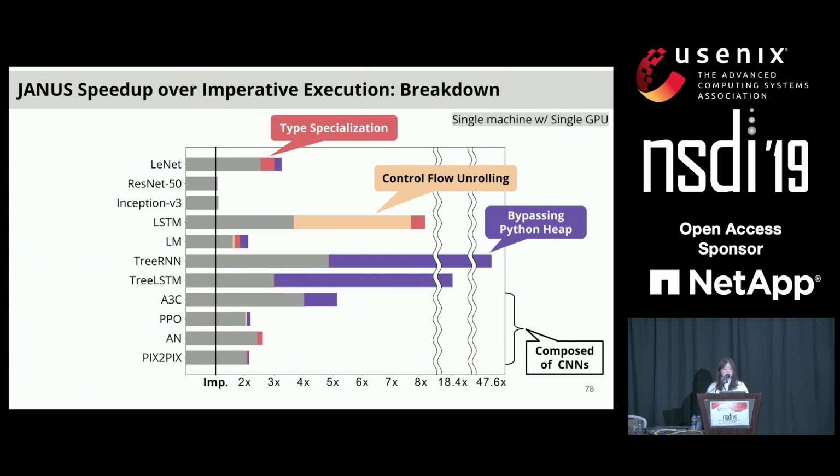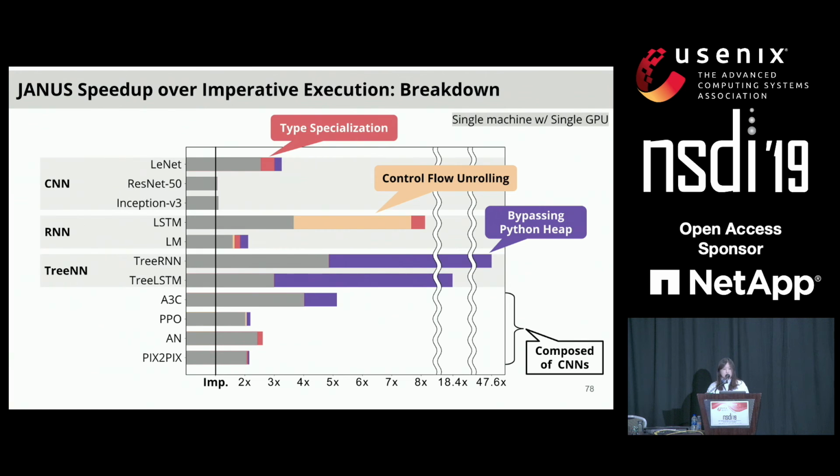This is the breakdown of speedup achieved by each specialization. For a small CNN model, type specialization achieved up to 18% speedup. Next, for a small RNN model, unrolling the loop achieved more than 2 times speedup.